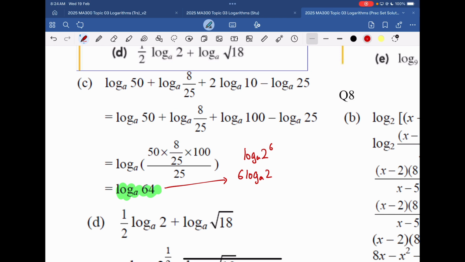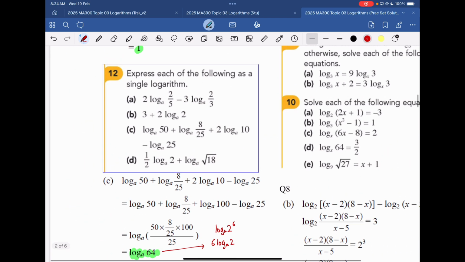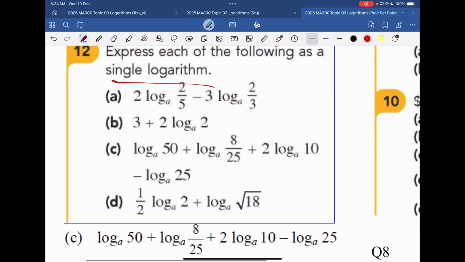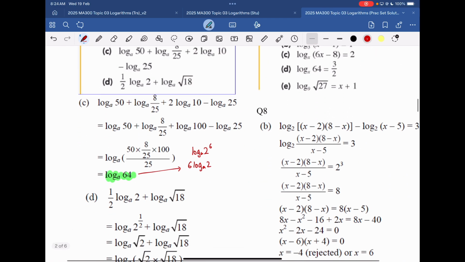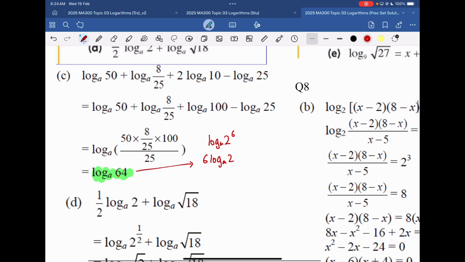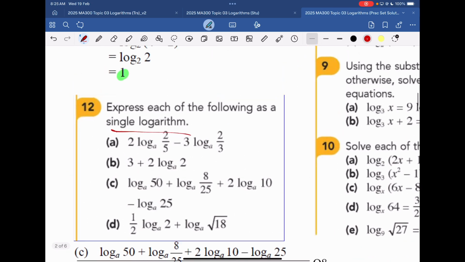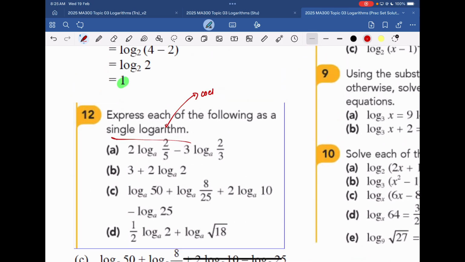Okay. Because the question is to say what? Because they want a single log. Single means you try to have a single log, right? Coefficient 1. Okay? If you have 2 log A 8, this is not single. You try to put it as a square: log A 64. Like that is better.